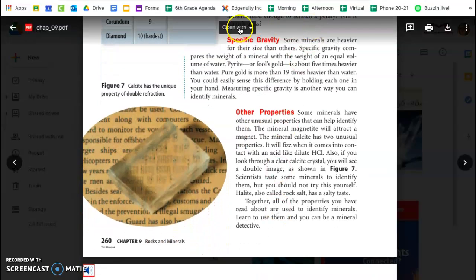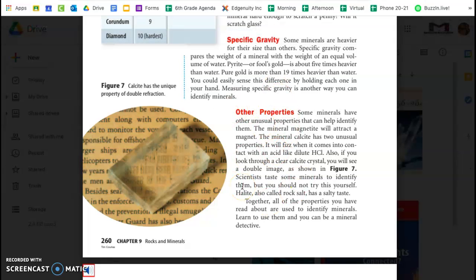Your book talks about specific gravity, but that gets a little bit higher into chemistry than I like to go into with 6th graders, so that's not going to be on your test as well. And then the next section on other properties is what I like to call mineral fun facts. So there are certain minerals that have really unique properties that set them apart from all the others.